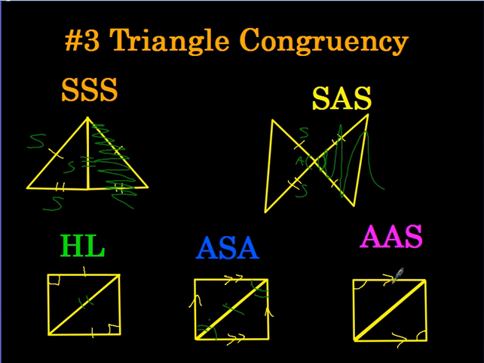Over here, we only have 1 set of parallel lines, which means we need to trace over those parallel lines and trace over the transversal. And when we look at the green section, we have this and this, angle, angle, and then we have our shared side. So those are the 5 ways to prove triangles congruent. Remember, angle, angle, angle, and angle, side, side, or side, side, angle do not exist.